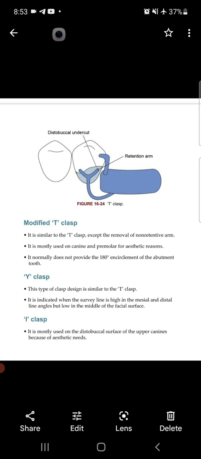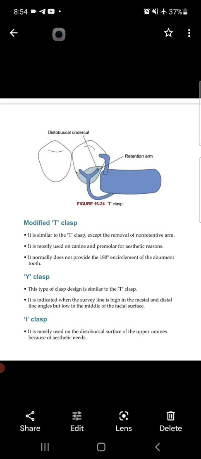It is mostly used on the canine and premolar parasitic region. Remember, which type of bar clasp is used on the canine and premolar parasitic region? Modified T clasp. In which type of clasp is the non-retentive arm eliminated? In modified T clasp. It normally does not provide the 180-degree encirclement of the abutment tooth because there is only one arm.